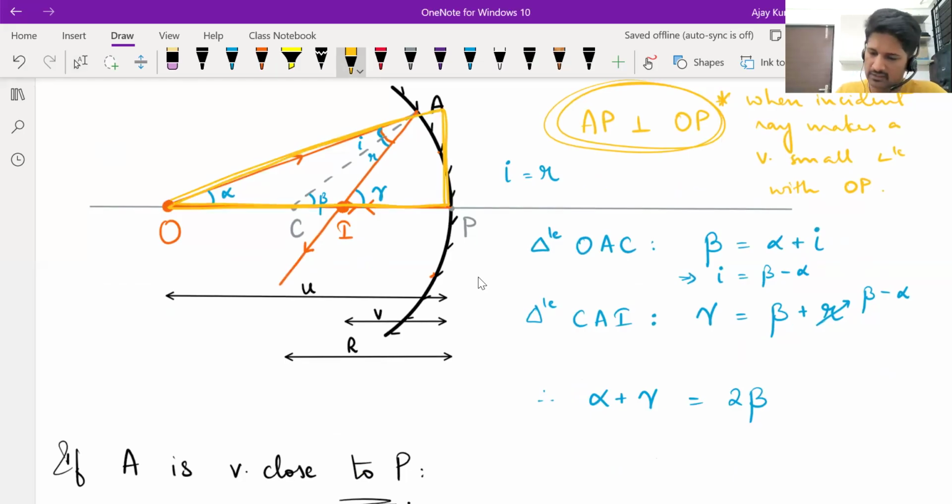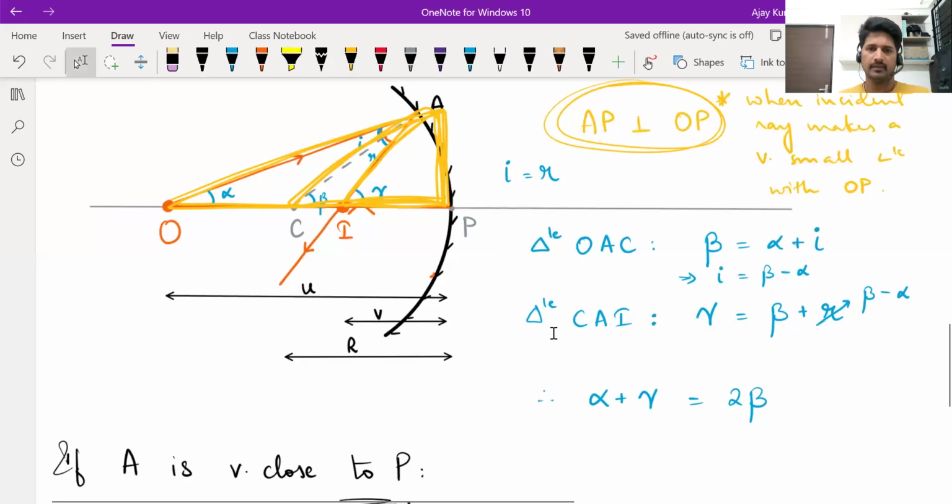Similarly, the other two triangles also become right angle triangles. CAP is one right angle triangle, and IAP is another right angle triangle. So three right angle triangles will be formed if A is very close to P.